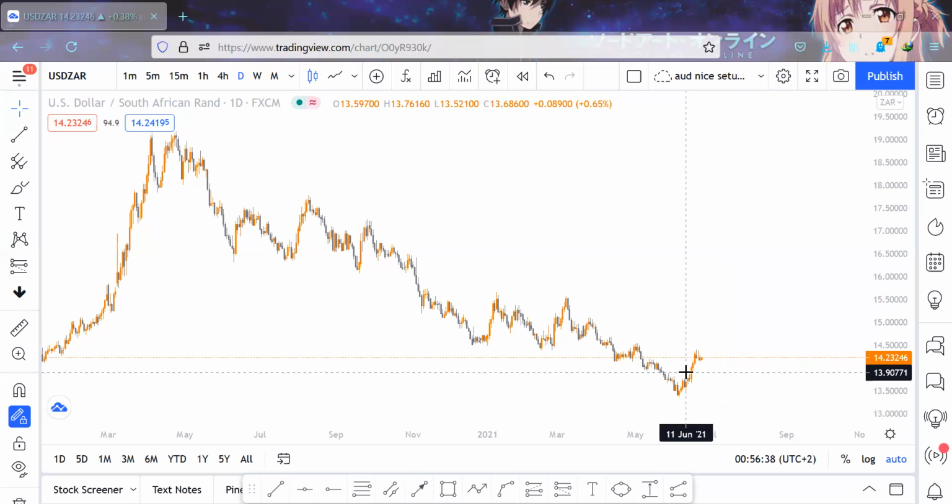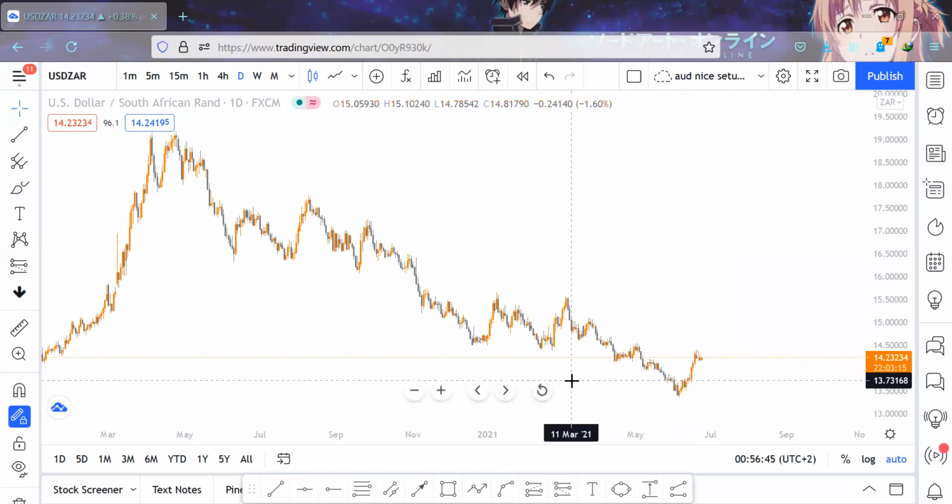Okay. Now, today we are analyzing the US dollar against the South African rand, right? And to do that, we will be using 3 time frames in order to analyze the market, right? Now we're gonna be starting at the daily time frame, going down to the 4 hour time frame, and then lastly going to the 1 hour time frame.